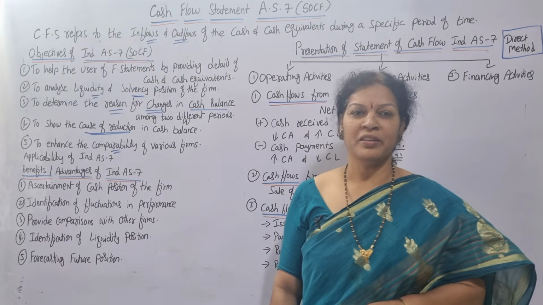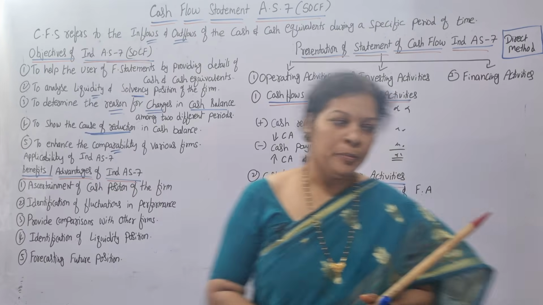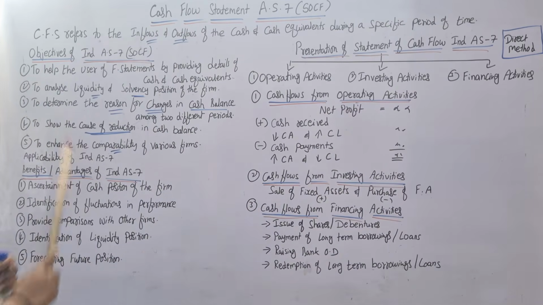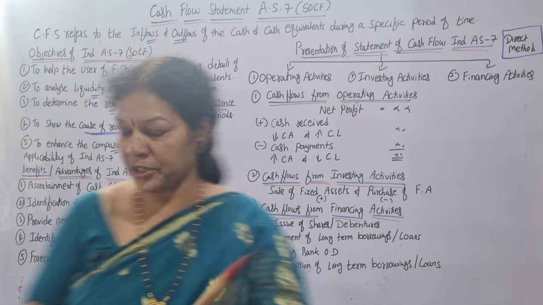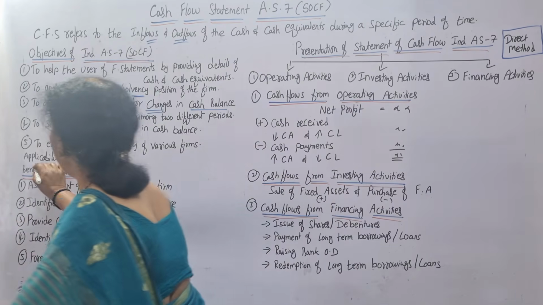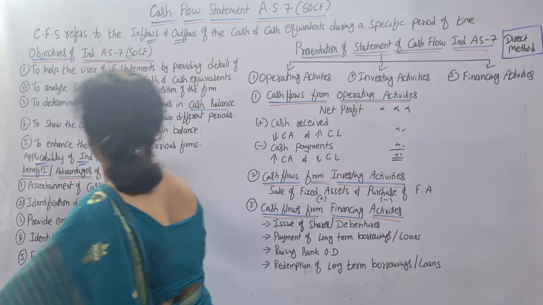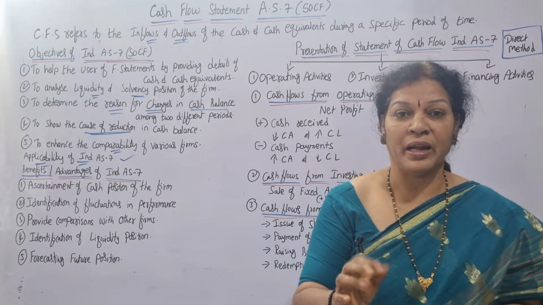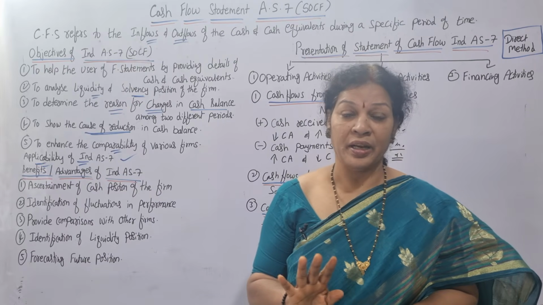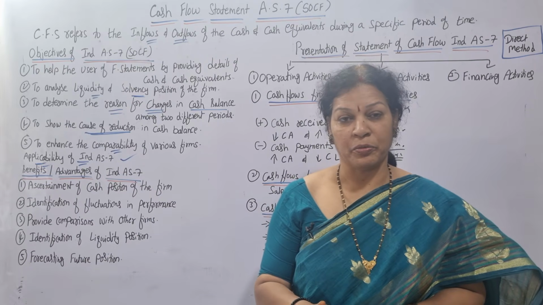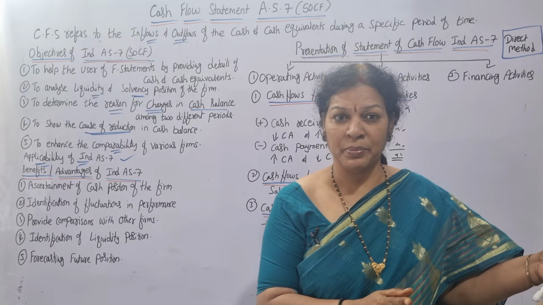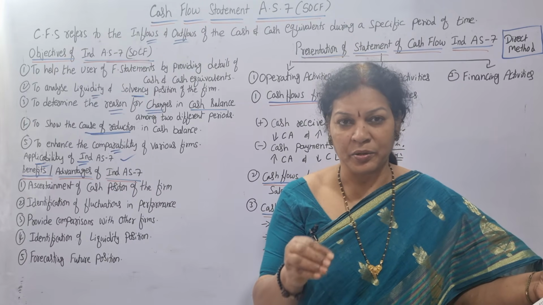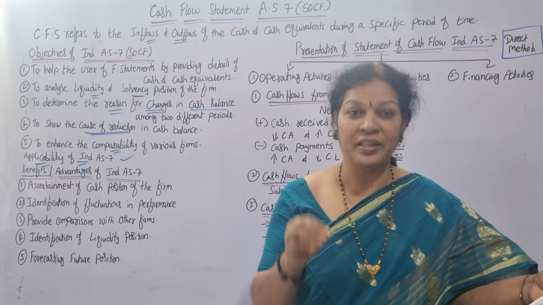Now how do you prepare the cash flow statement? Before going to that, you must remember one thing: applicability of Indian Accounting Standard 7. For whom is it applicable? Applicable to all, any company. It is mandatory also. Any company has to prepare a cash flow statement. It's not that so and so companies are exempted. Nothing is like that. For every company, Indian Accounting Standard 7 is mandatory and compulsory.